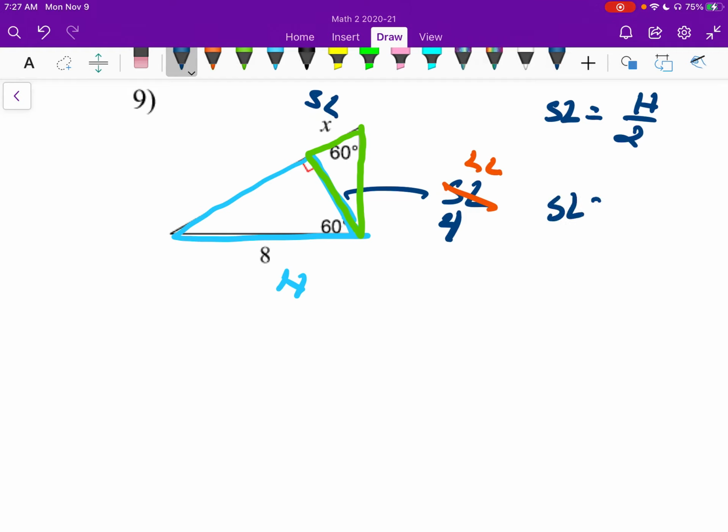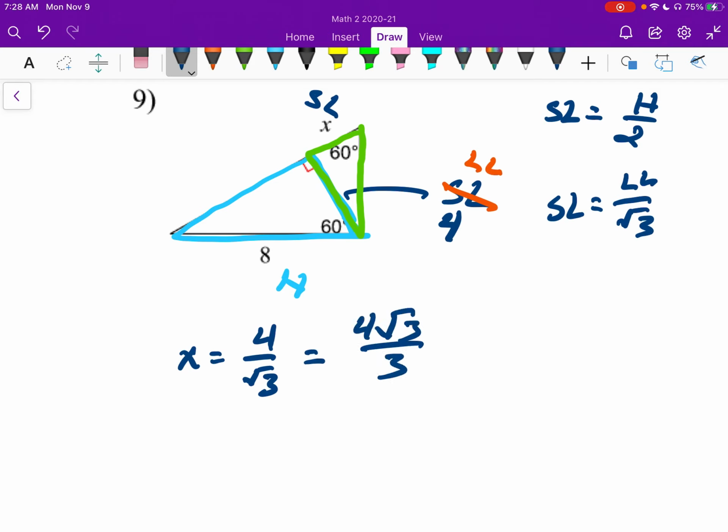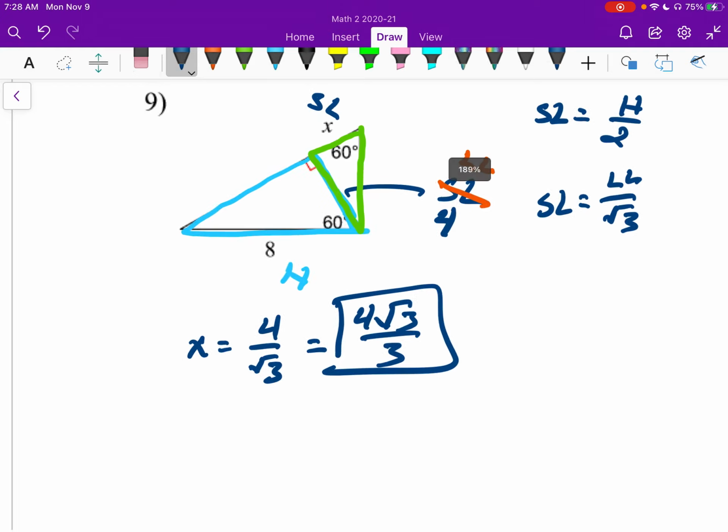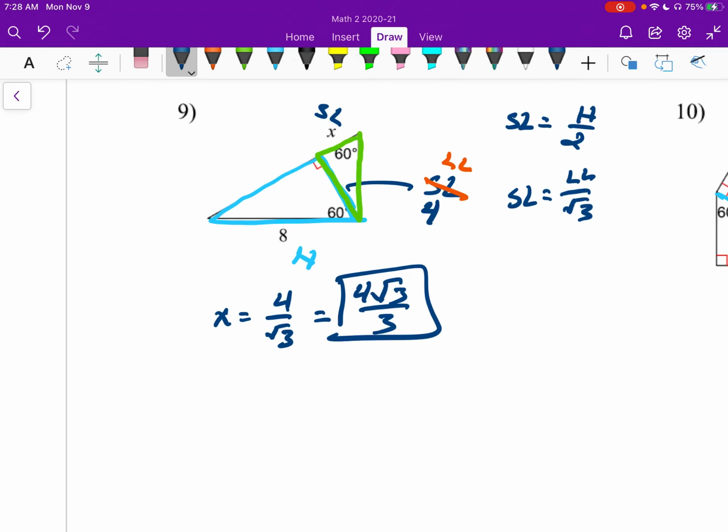The short leg is equal to the long leg over root 3. So I'm going to say, well, x equals 4 over root 3. And unfortunately, I'm going to have to rationalize that. It's going to be 4 root 3 over 3. All right, there we are. I know that one's a little bit longer. We'll do a few more like it.